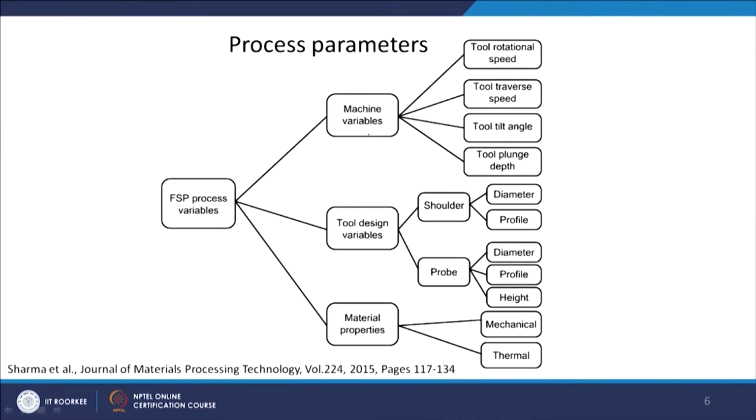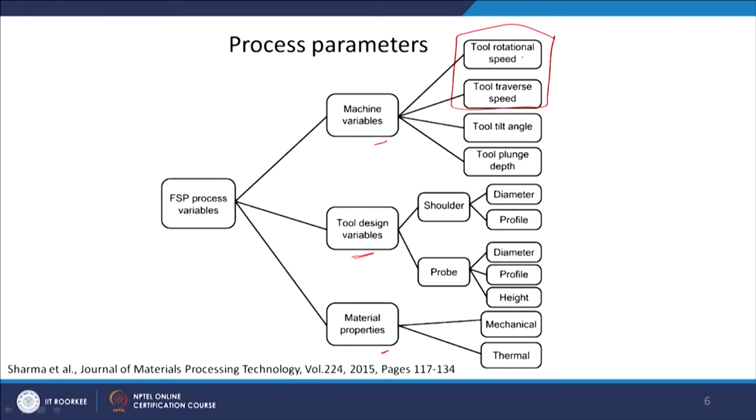Now, what are the process parameters that will affect your microstructure, and obviously the properties also? You can categorize them into three variables. One is machine variables, which you can change on the machine. Then you have variables in tool design, and of course material properties. Material properties, once you choose your material, you cannot do anything about. In machine variables, these two parameters are the most important.